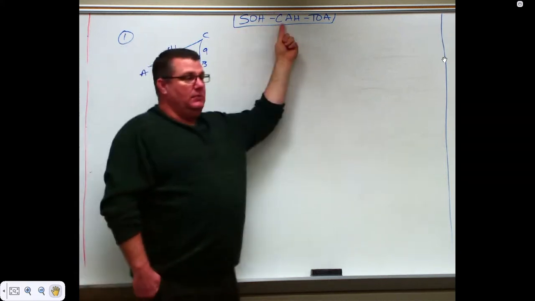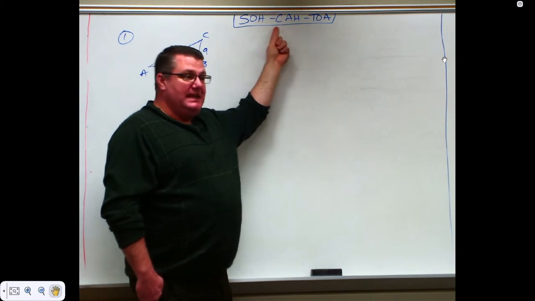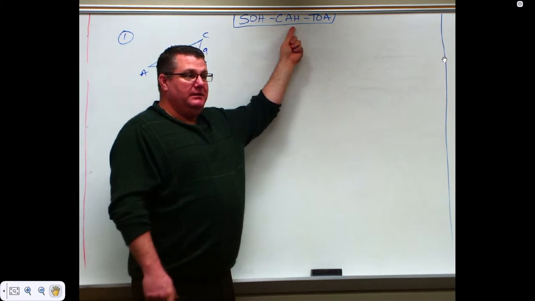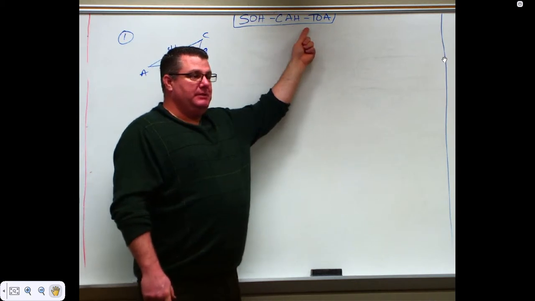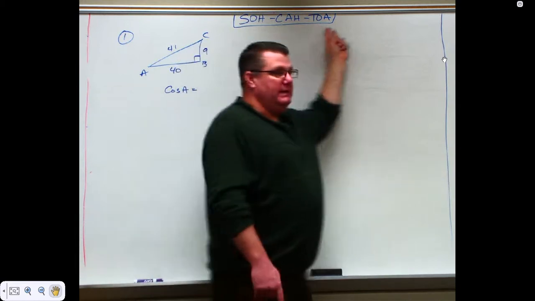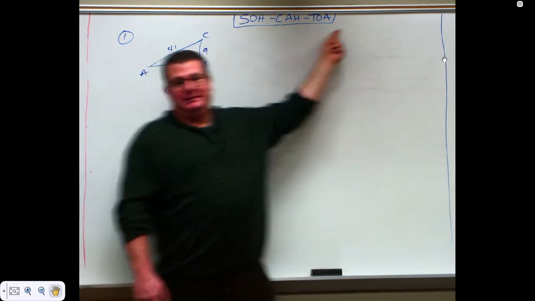CAH. How do you make a ka sound? C-A. C is going to refer to cosine, A is going to refer to adjacent, and then you just have to remember it's hypotenuse on the bottom. So cosine is adjacent over hypotenuse. TOA: T is going to refer to tangent, O is going to refer to opposite, and A to adjacent.